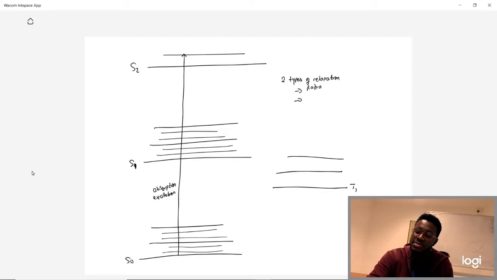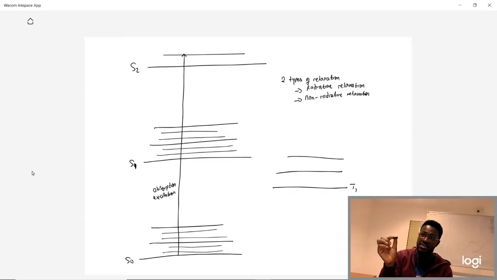Radiative relaxation and non-radiative relaxation. You understand, right? So what are the two types of radiative relaxation? That's the luminescence, right? The two types of luminescence: immediate and delayed. Immediate is fluorescence, while delayed is phosphorescence, exactly. So we can also have non-radiative relaxation.